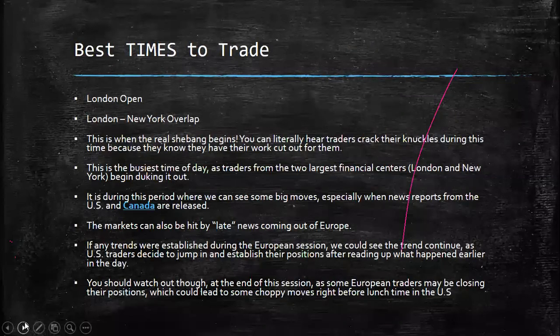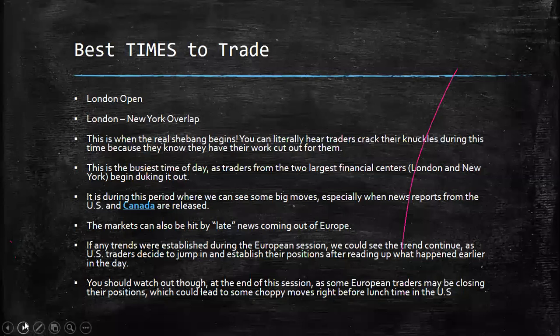All right, so when are the best times to trade, guys? You've got your London open. You've got your London to New York overlap. Let me put the times. London opens at 3 a.m. Eastern Standard Time. So if you're going to trade the London open, you want to be looking at charts by 1 o'clock at the latest. You want to have a position in by, let's say, 3 o'clock, okay?